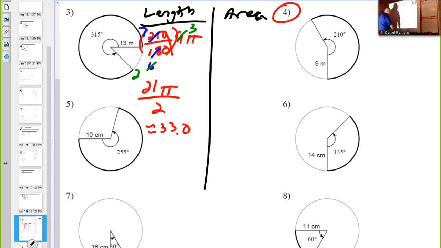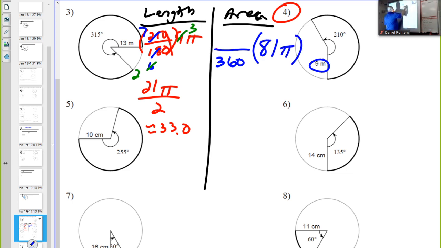Area. Just comparing and contrasting. Still got a fraction. But as Yannick said, the fraction's always going to be over 360. You're taking that same, but now it has to be a radius. If they were to give you a diameter to try to throw you off, you have to divide by 2. Here, you have to have a radius. You square that, that's 81 pi. The 210 still goes here.